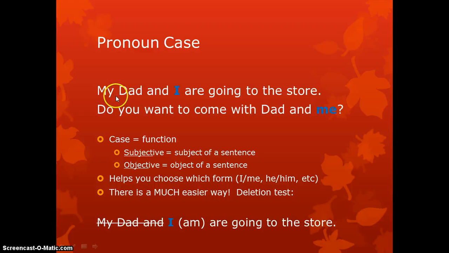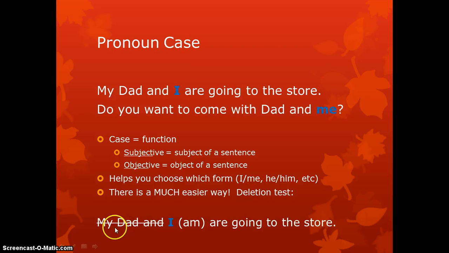Up here, you have the examples. My dad and I are going to the store. Subjective case, because it's a subject. I am going to the store. Do you want to come with Dad and me? Do you want to come with who? Me. So that's the object. Hopefully that makes sense. Remember, the object answers who or what from the verb, and then the subject is the one doing the action. Okay, so I, subjective, me, objective.